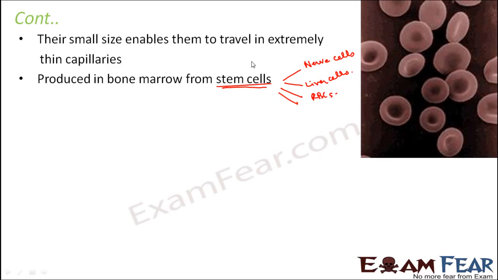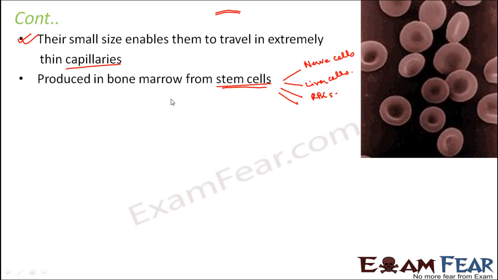So that is their origin. In fact, the stem cells produce the white blood cells also. Now, as I said, quantity wise, the RBCs are abundant. There are a lot of RBCs present in our body. But if you talk about their size, they are very small in size, and this small size enables them to travel in extremely thin capillaries. When we talk about the process of circulation, you will see that there are very thin tube-like structures present inside our body through which the blood flows. These red blood cells are able to flow through them because they are extremely small.